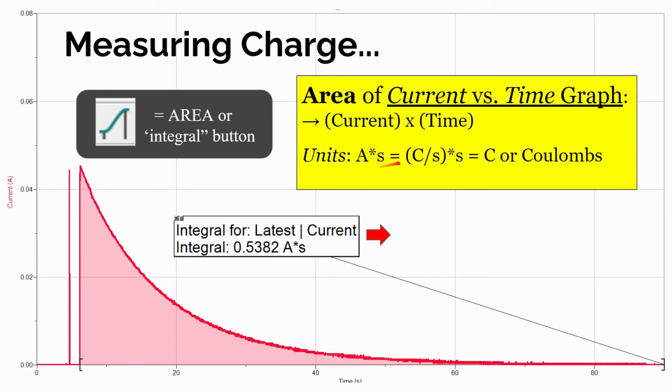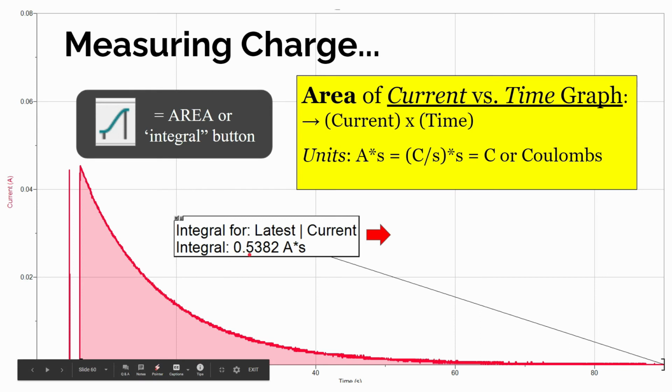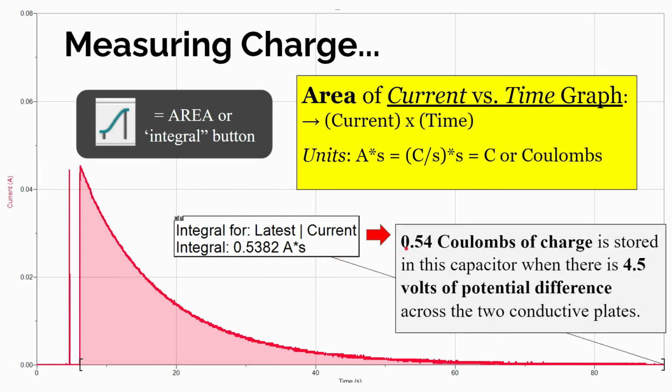And remember, an amp second is really a coulomb divided by seconds times seconds. That's essentially simplified. That's just a unit of charge. And so when we look at this, if the area is about 0.54, that means we can say that there's 0.54 coulombs of charge stored in this specific capacitor when there was a 4.5 volt potential difference across the two conductive plates. So this would actually be one data point in our experiment. For a 4.5 volt potential difference, there's about a half of a coulomb of charge that's stored by that capacitor.